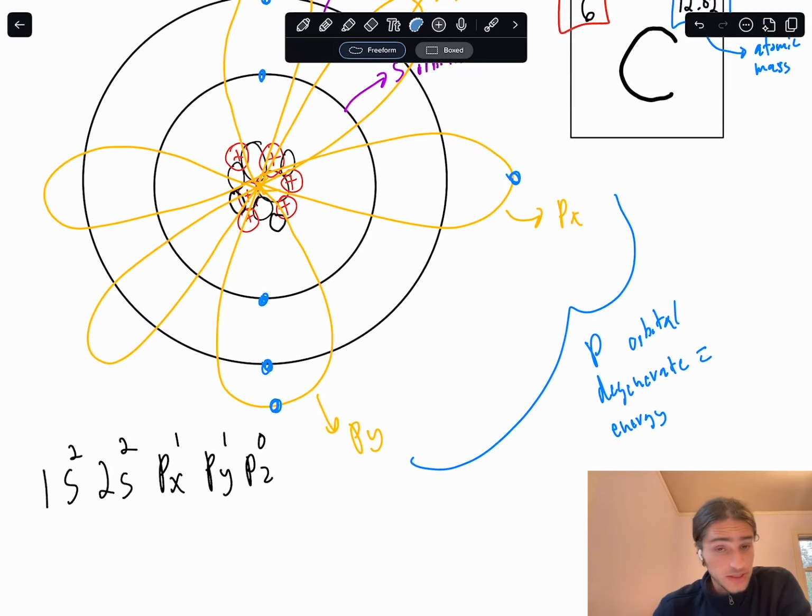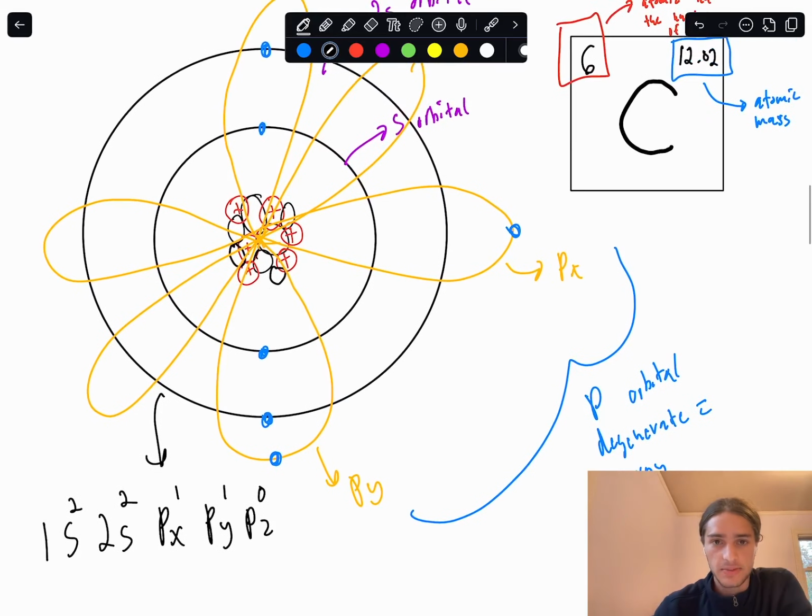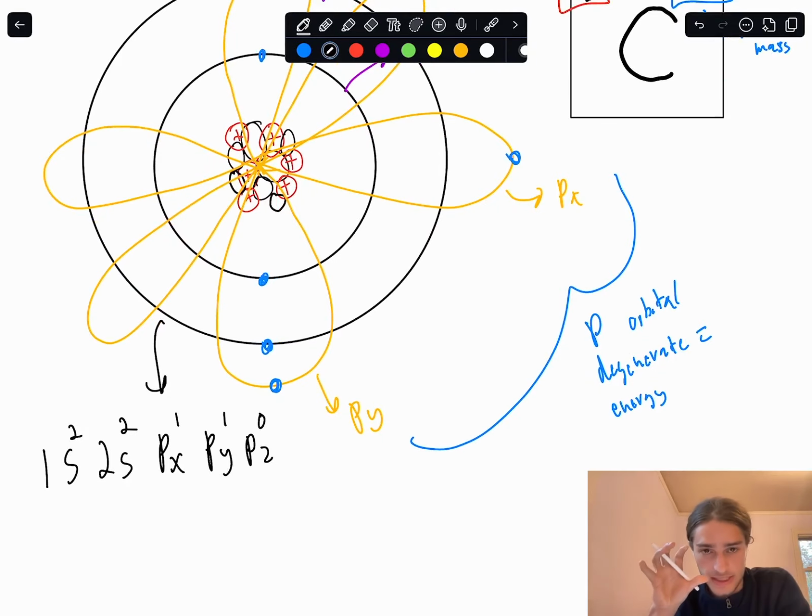And as it turns out, this is essentially what an electron configuration is. It's just a conversion of this kind of diagram, this more accurate and nuanced version of an atom that really shows you where the electrons are, and you're condensing that information into a shorthand. So this is an electron configuration.